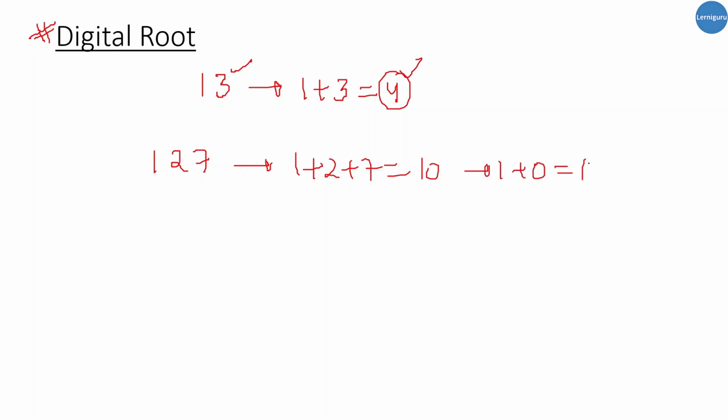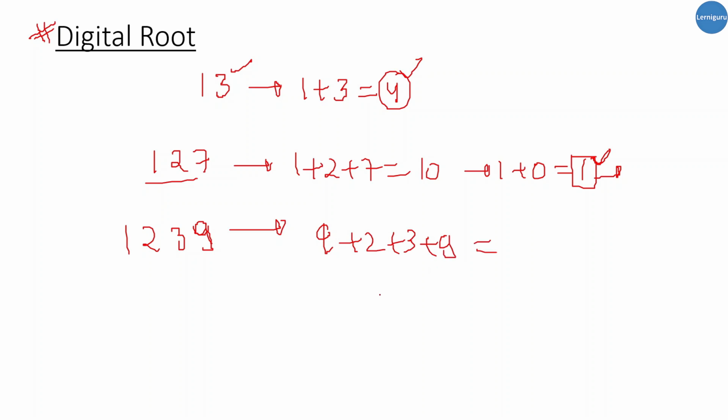So basically you need to reach the end, when the sum of the digits of the number becomes a single-digit number. This is called the digital root of 127. Take 1, 2, 3, 9. This is 1 plus 2 plus 3 plus 9, so this is 15. And again 1 plus 5, that is 6. So 6 is the digital root of this number.